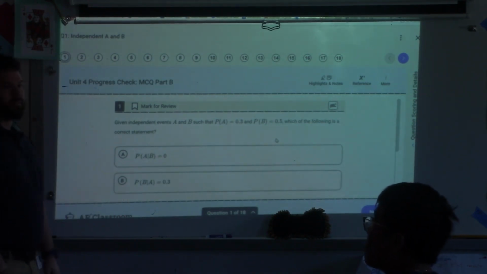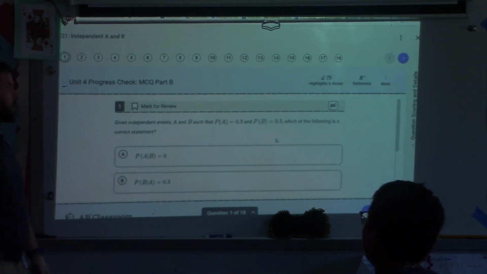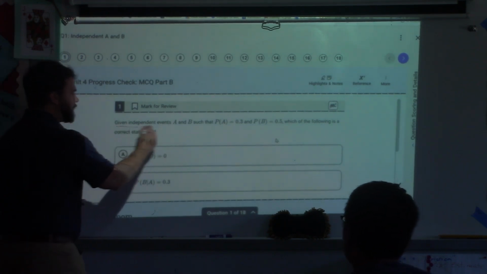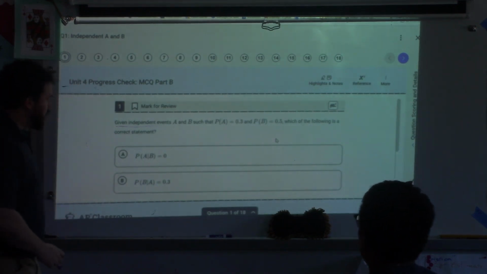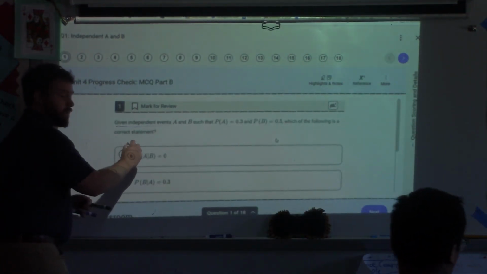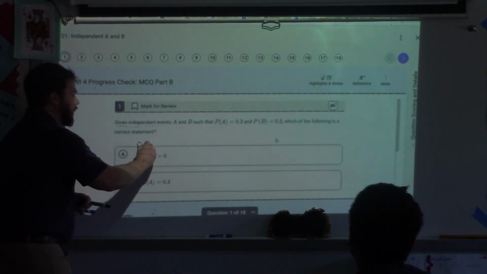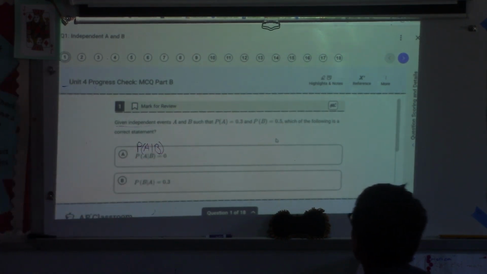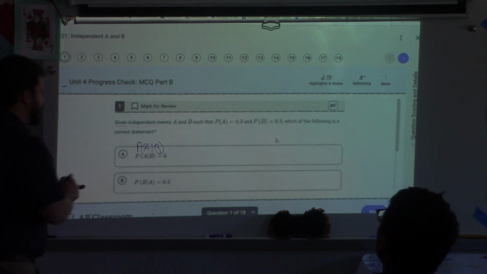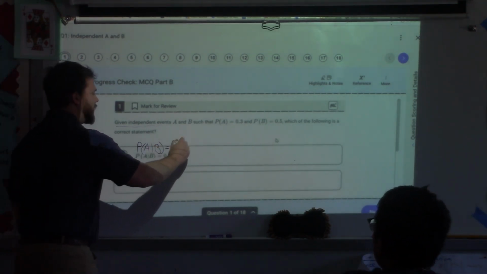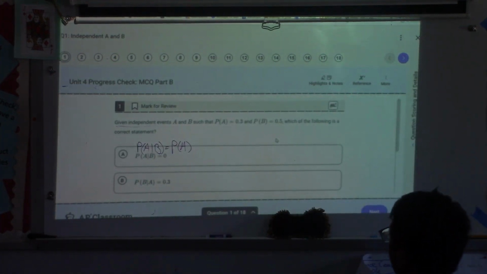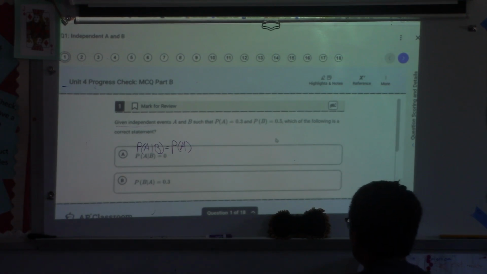First things first, you're going to open that. What does it tell us from the beginning here? These events are independent. So when I look at this statement, what should I immediately think if those two things are independent? It equals the probability of A. Is that the probability of A? No, right? So I immediately know that that one's wrong.